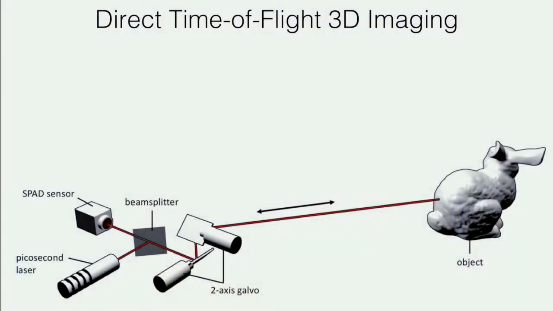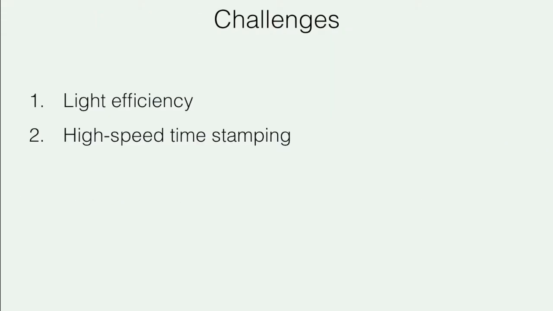So typically we use single-photon detectors like single-photon avalanche diodes, or SPADs. And then we're going to scan that over the scene, or we have an array of these laser detector pairs, and that gives us a 3D image. So the challenges here are light efficiency, because that determines what the range is.